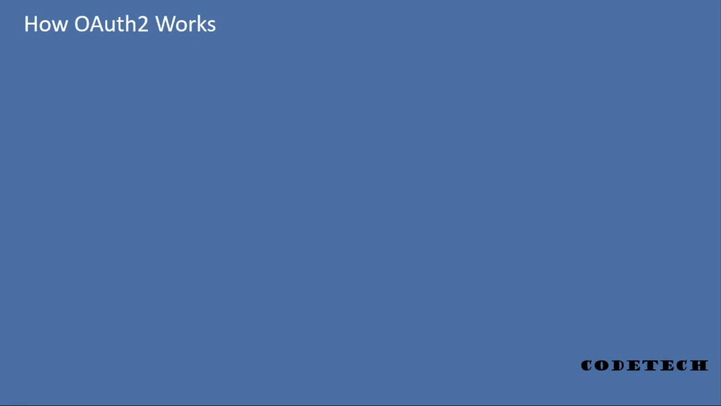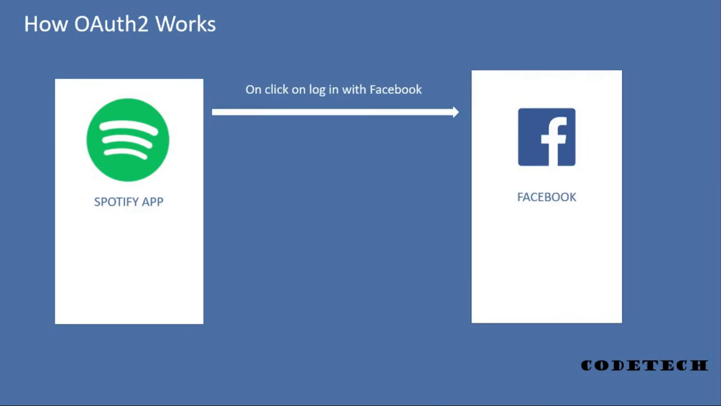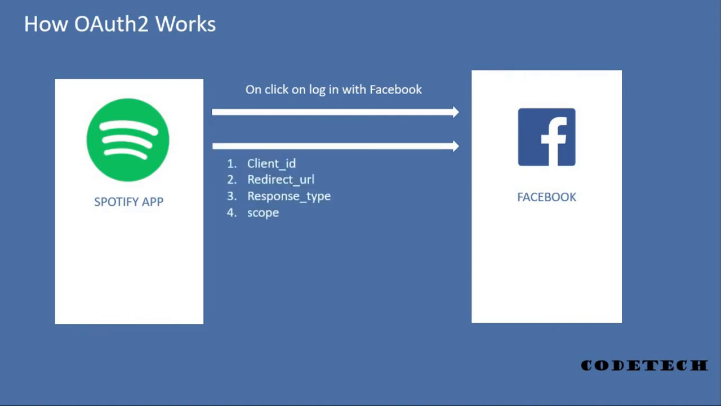Now that we have seen what OAuth2 is, let's see how it works internally. Let's consider the same example of the Spotify app, which provides an option to log in with Facebook. Once that is clicked, it will be redirected to the Facebook page. And along with this, the Spotify app sends some additional details. That is the client ID, redirect URL, response type, and the scope. In OAuth2 terminology, the Spotify app is called the client application and Facebook is called the OAuth2 provider.